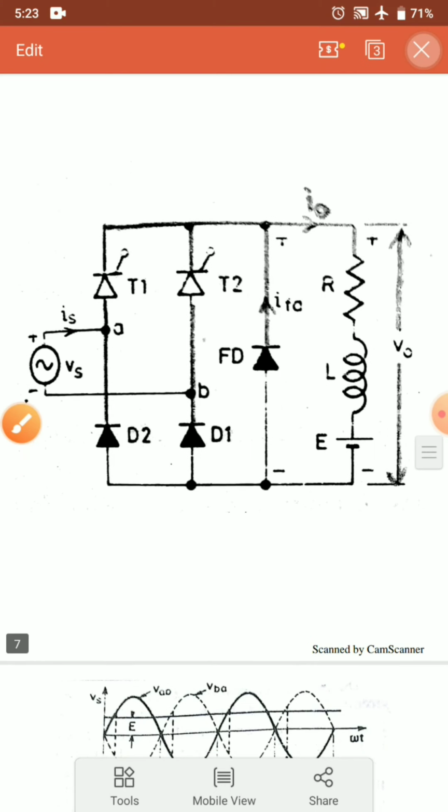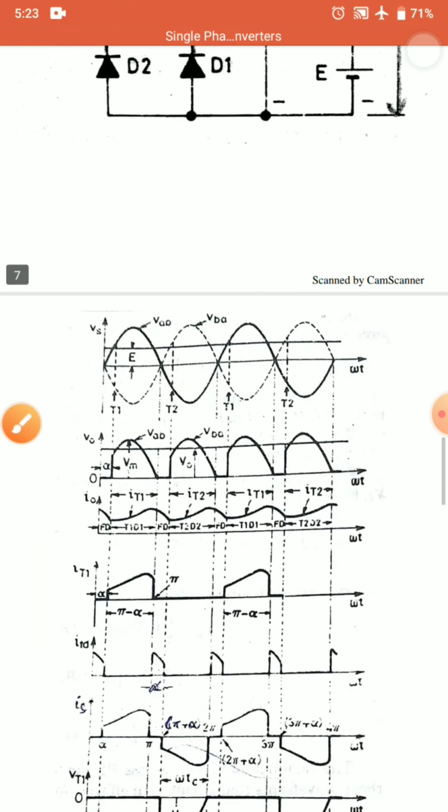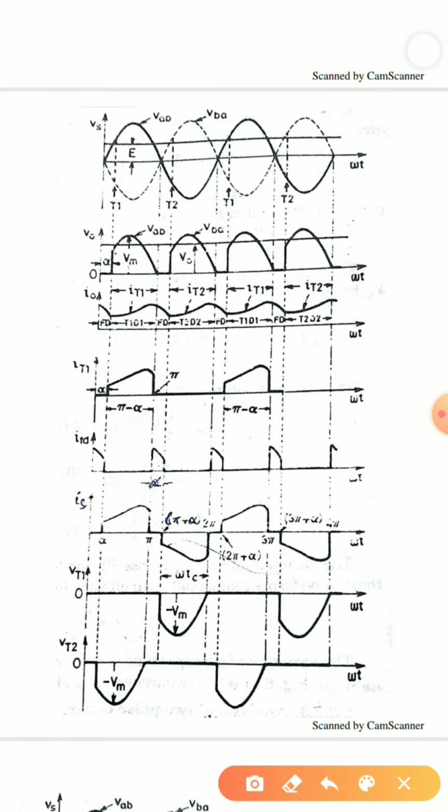Now for example, it is like two switches are connected. This is the path that my circuit is following. This switch is on, but as this is a series connection, unless and until this is on, no conduction I'll be getting. So from this it is quite clear that from alpha, conduction takes place up to pi.